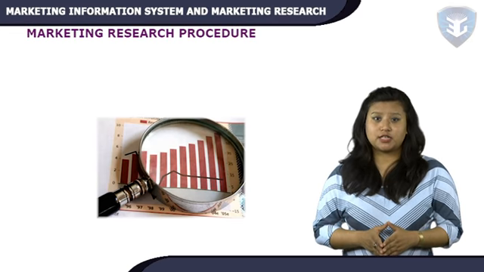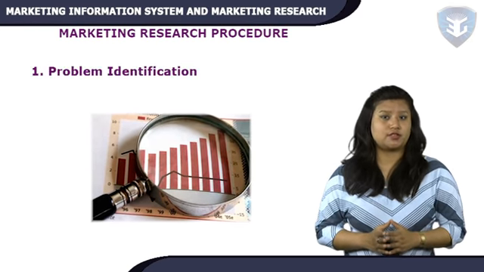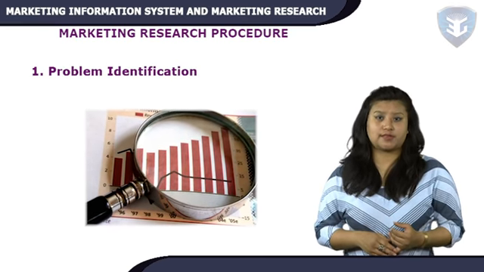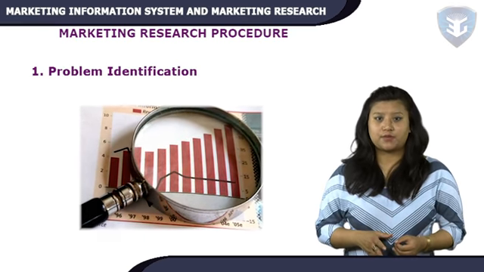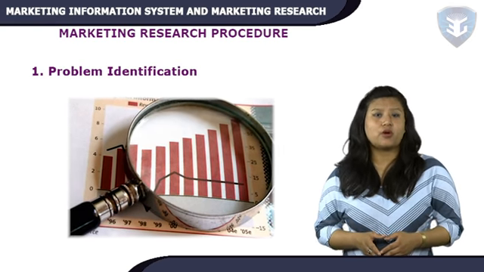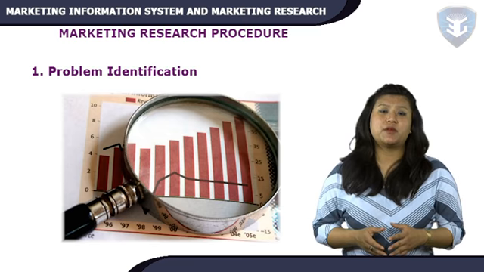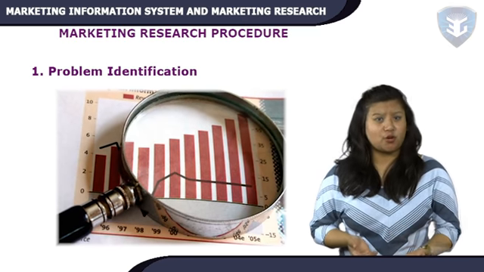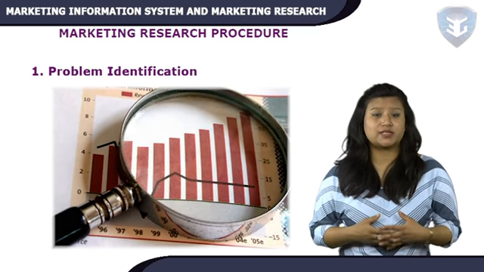The 11 stages or steps in a marketing research process are: problem identification. The first step in a marketing research process is to identify the problem or the opportunity. The problem may be about a decrease in sales, a decrease in competition, the expansion of the market, etc.